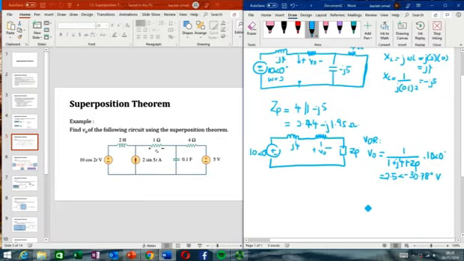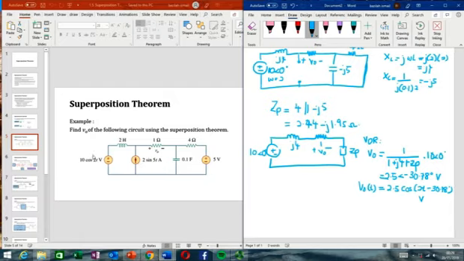Alright, so once we get the answer, we need to convert it into the time domain. So this one will be 2.5 cos(2t minus 30.78) volts. Okay, so if the frequency given for these two sources is the same, we need to change these two signals into the same function, either both in cos or both in sine.